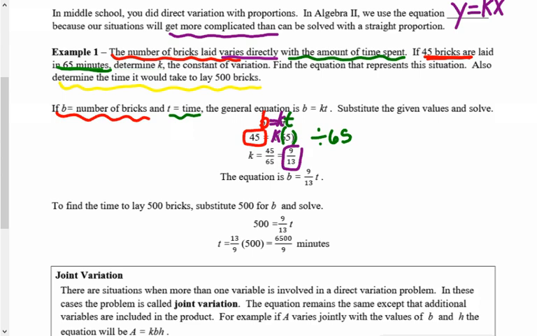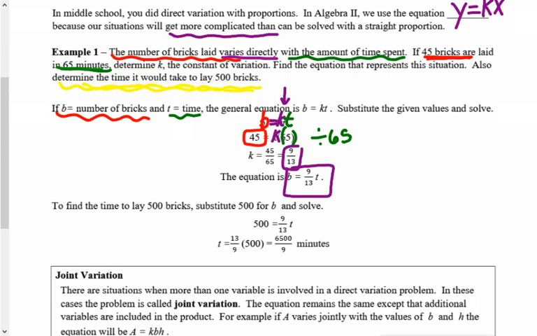If I wanted to rewrite my equation, I would just take this k and plug it back into the original formula, and I wind up with B equals 9/13 times T. All right, now let's go back to that new situation they gave us. Determine the time it would take to lay 500 bricks.